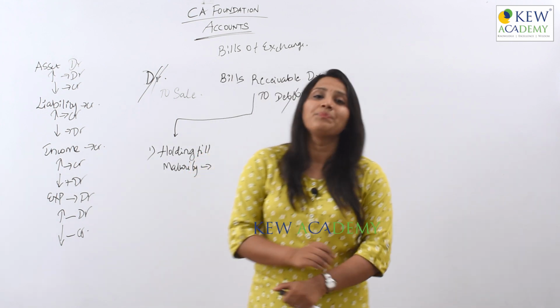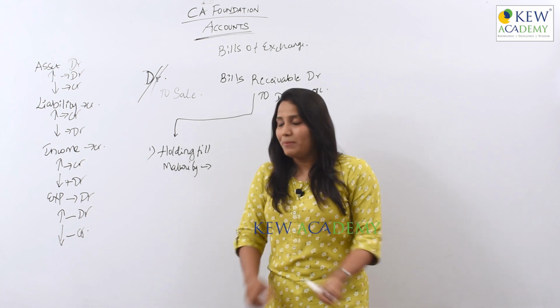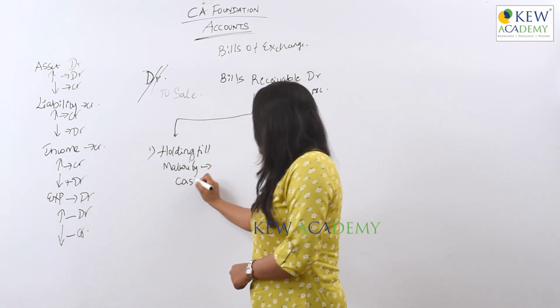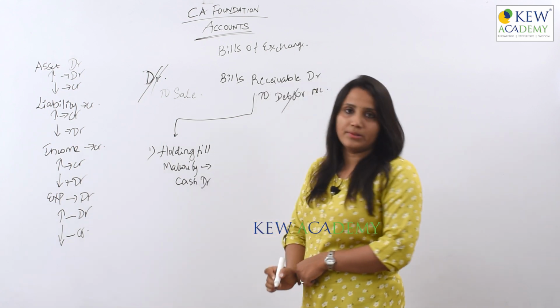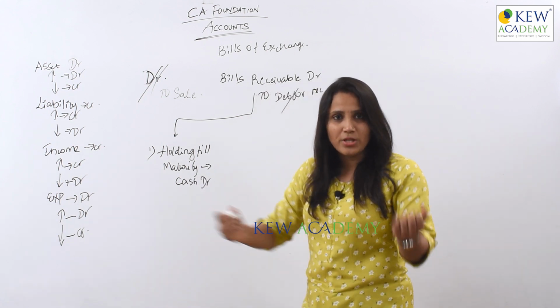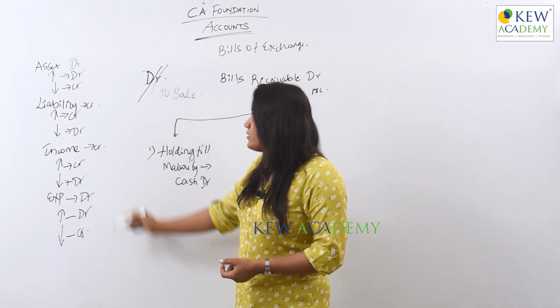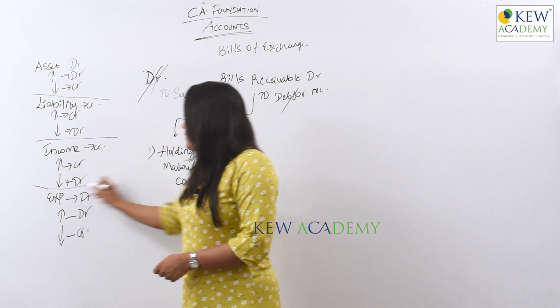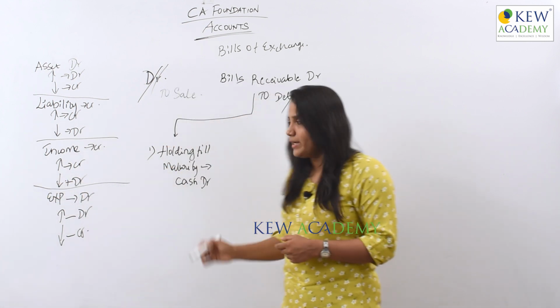What I call it as? Bill is honored. Bill is honored means now tell me, I'll receive the cash. Cash account debit. I'll receive the cash, money is coming in. What is the golden rule? Debit what comes in, credit what goes out. That's a golden rule of accounts we have learned, right?